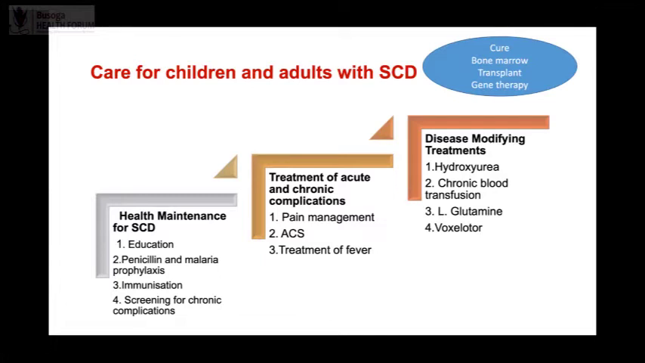If it happens that this person comes in with an acute complication, what do you do? You need to manage their pain, acute chest syndrome and fever, and other complications that we shall talk about. And it is important that you treat these complications in a standardized manner, in a guided approach, which is guided by evidence. And then at the third level, you try to modify the disease, okay?